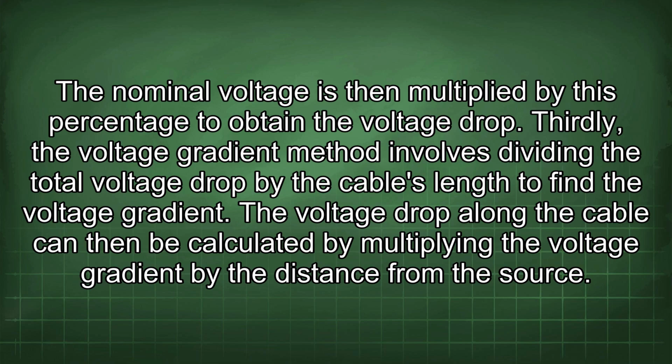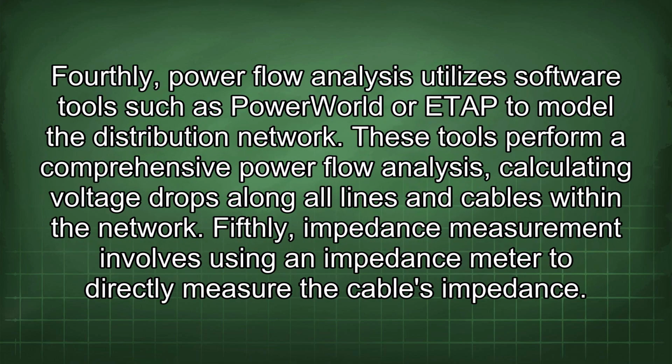Thirdly, the voltage gradient method involves dividing the total voltage drop by the cable's length to find the voltage gradient. The voltage drop along the cable can then be calculated by multiplying the voltage gradient by the distance from the source. Fourthly, power flow analysis utilizes software tools such as PowerWorld or ETAP to model the distribution network. These tools perform a comprehensive power flow analysis, calculating voltage drops along all lines and cables within the network.